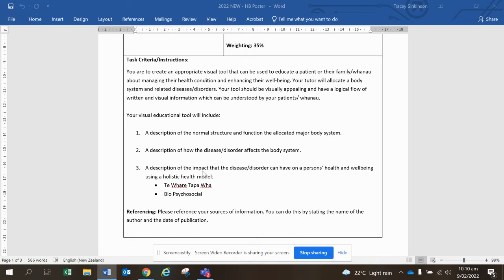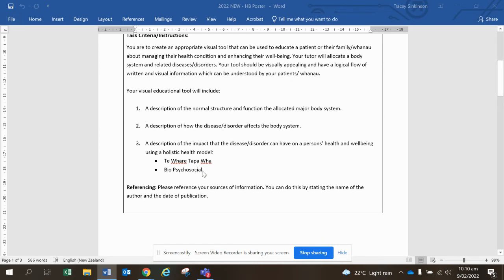I want the positives and the negatives. So physically, yes, they're going to be in pain. They're going to have the urge to urinate all the time. They're going to have to go to the doctor. Well, the positive is that by going to the doctor, they can actually understand and start the treatment to get better. So we will talk about it, and I hope it makes sense in class.